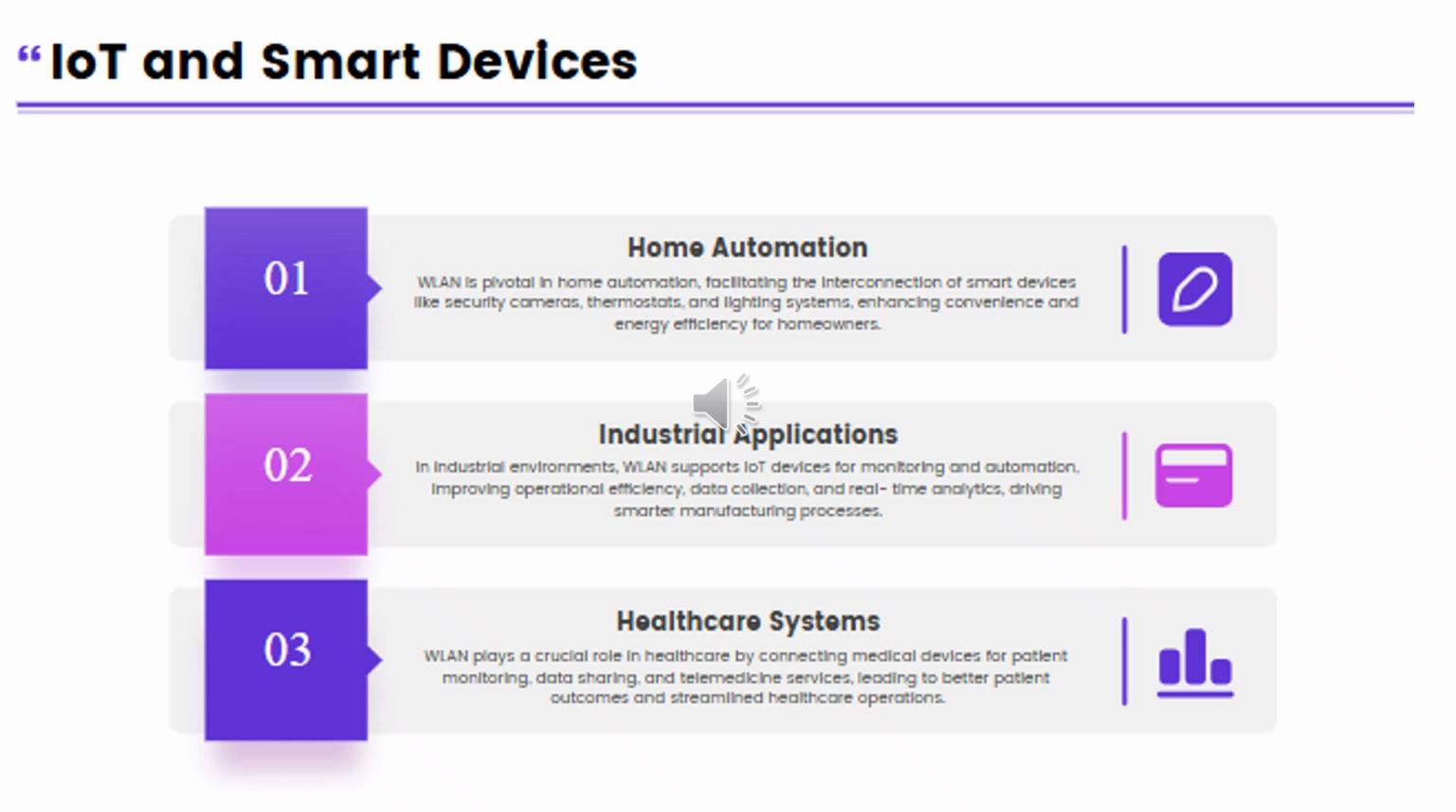Now coming to IoT and smart devices. Today everyone is speaking about IoT because of its applications. Listed in front of you are a few of the applications that are basically being used in IoT using smart devices: home automation, industrial applications, and healthcare systems.